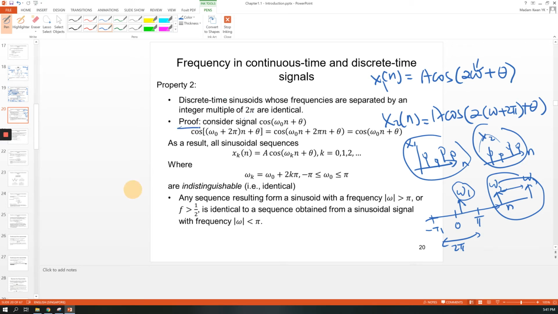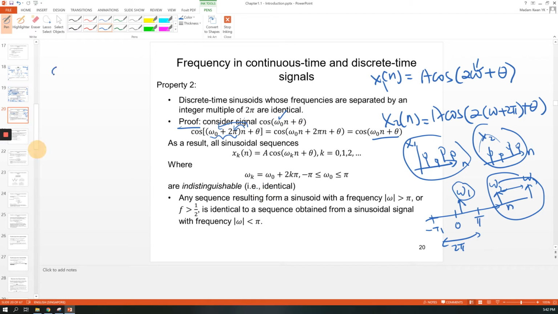So let's look at the proof. Consider the signal cosine of omega naught n plus theta. Now I want to increase the omega by 2 pi. After we increase it and multiply in, we get omega naught n, and this one is 2 pi n. So cosine of omega naught n plus 2 pi n plus theta is equal to cosine of omega naught n plus theta. So this is the trigonometry identity.